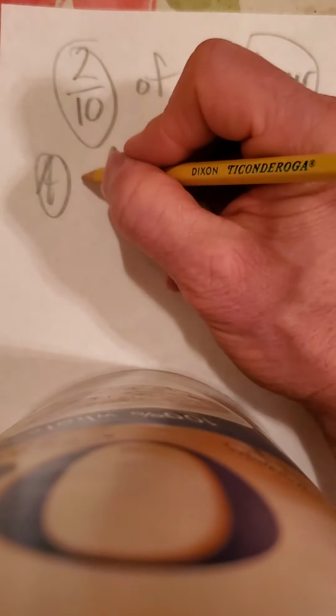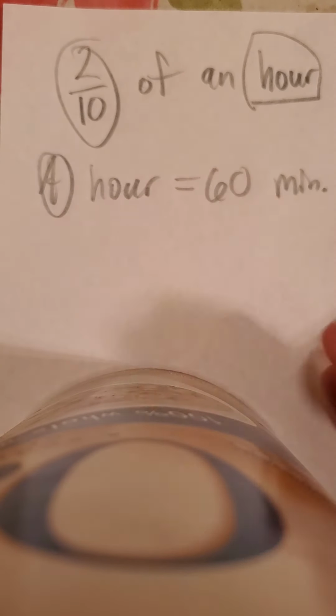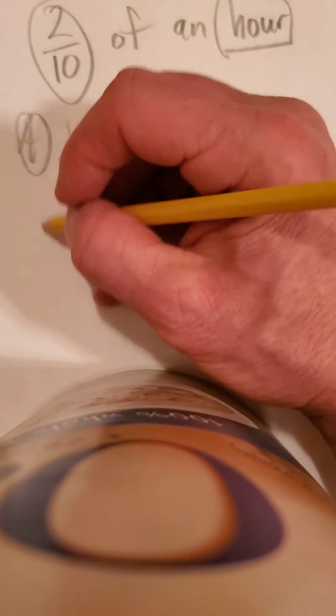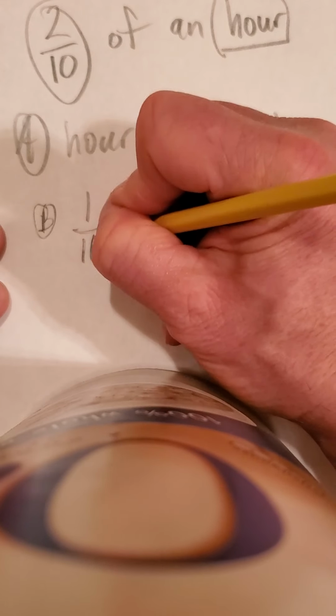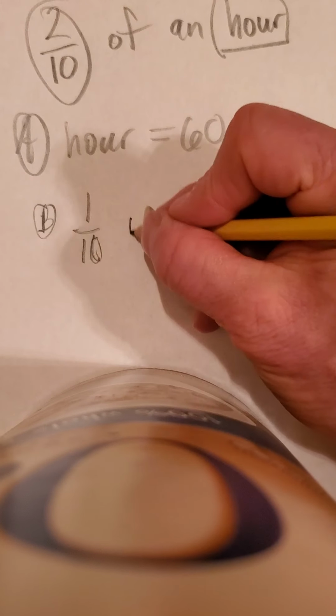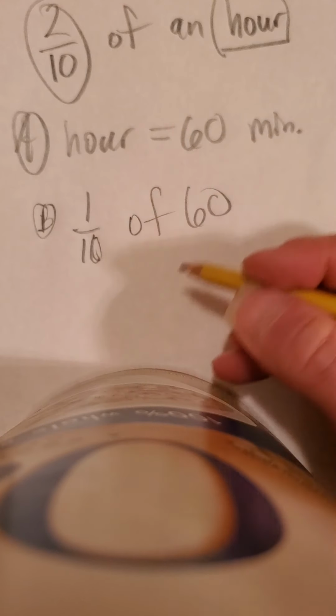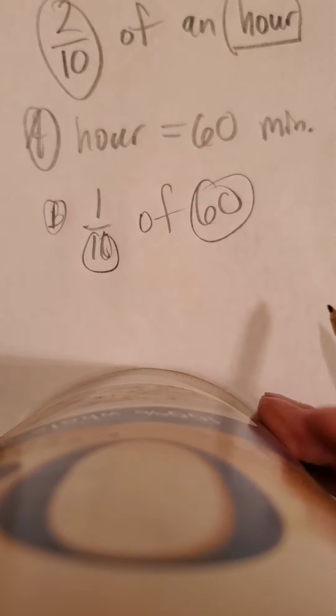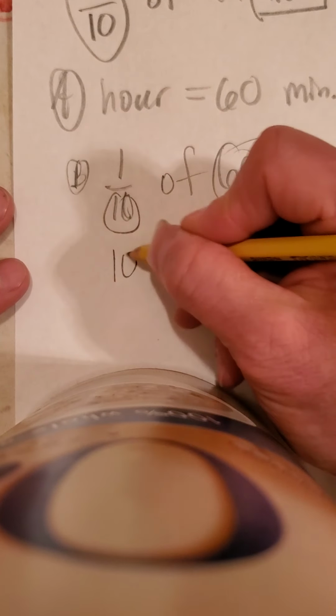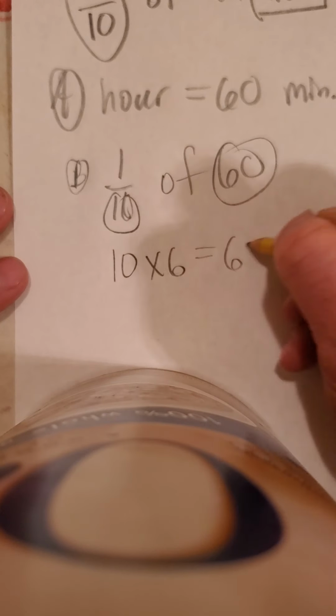2/10 of an hour. Okay, so again, step A, we know that an hour equals 60 minutes. All right? And now we have to figure out what 2/10 of an hour is. We don't even know what 1/10 is. So part B, we make it nice and easy. Let's first figure out what 1/10 of 60 is. Well, 10 times what equals 60? That's awesome. 10 times 6 equals 60.